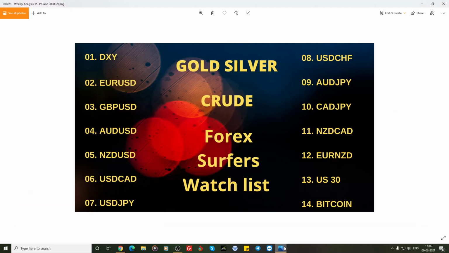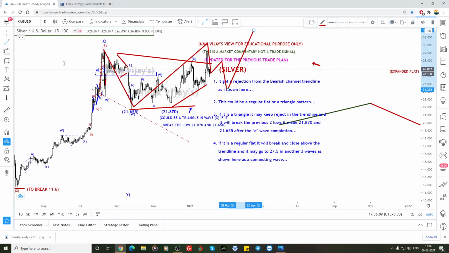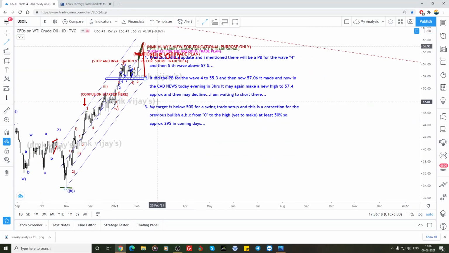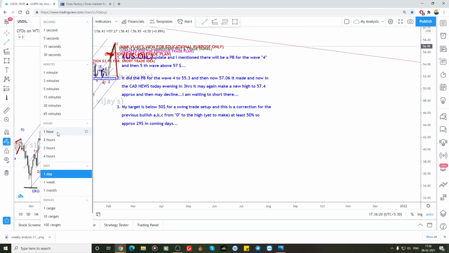So I think I covered everything. Gold, silver, and crude we need to do. US oil. US oil is shorted at 57.18.